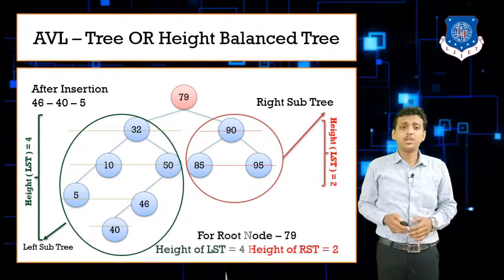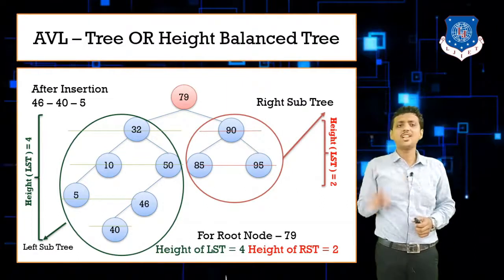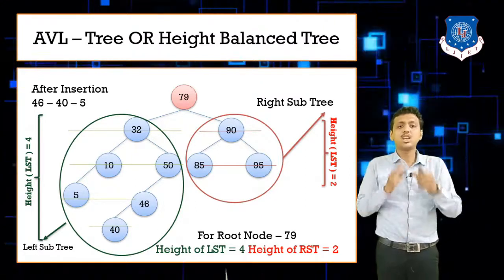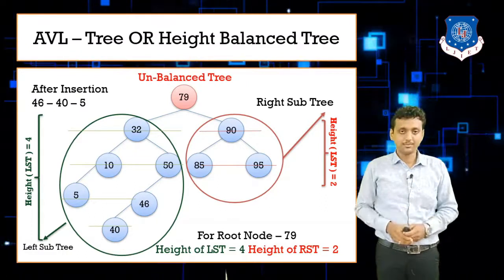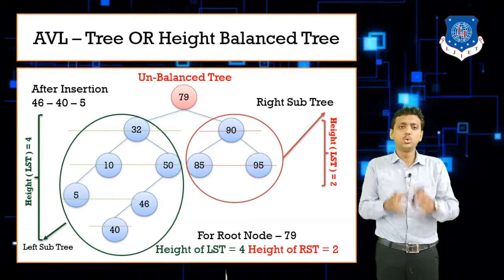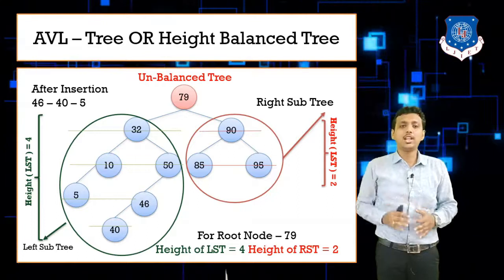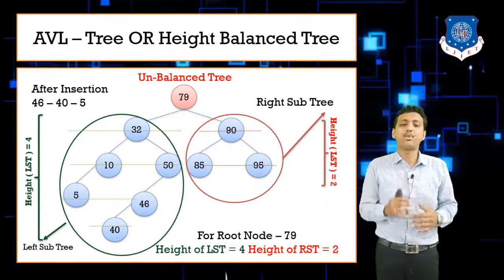So what happens over here, students? The height of the left subtree is 4 and the height of the right subtree is 2. So it's a huge difference between both of them. Such a type of tree is known as an unbalanced tree. So what is your role over here? What is your job? You just need to balance your binary search tree so that the traversal operation can be easily performed.